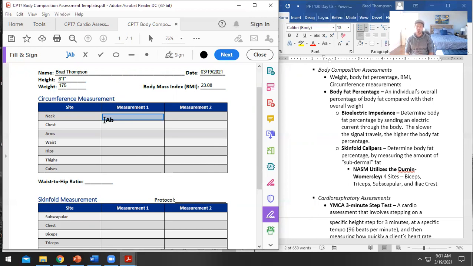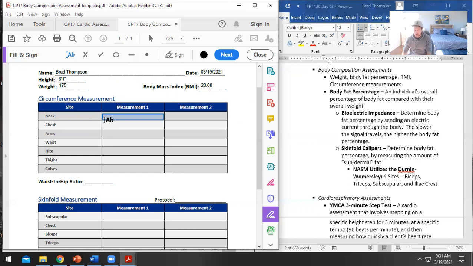Your hips are going to be at the, waist first. Your waist is going to be at the narrowest part of the waist. So as you view your client, you're going to look at the narrowest part of their waist. And then you are going to do their hips. You're going to go to the widest part of their hips. We definitely always want to make sure we do it that way because we're going to see that in our waist to hip ratio just in a second.